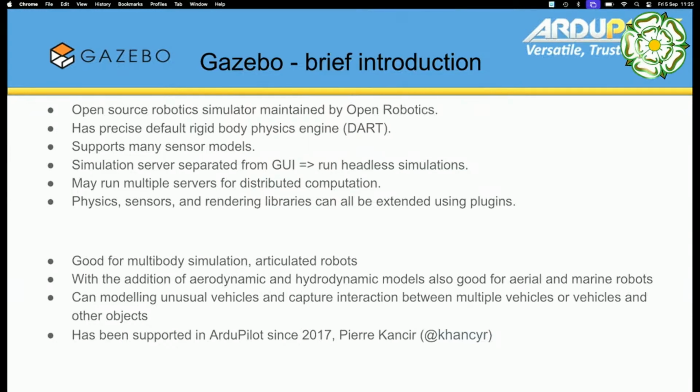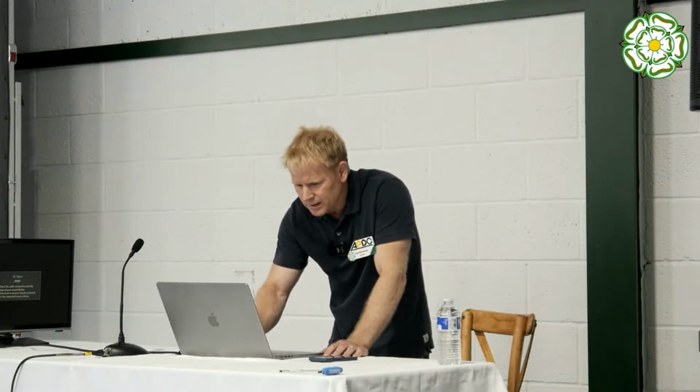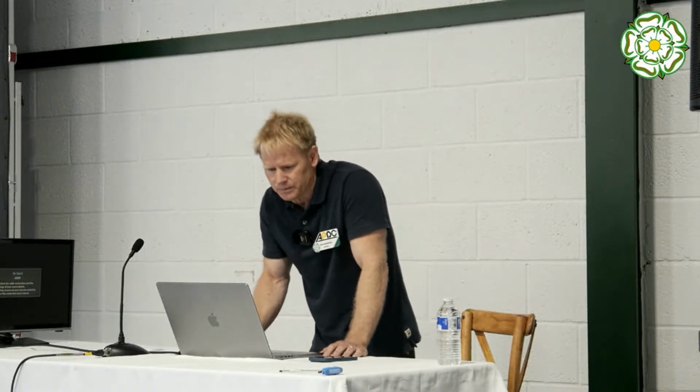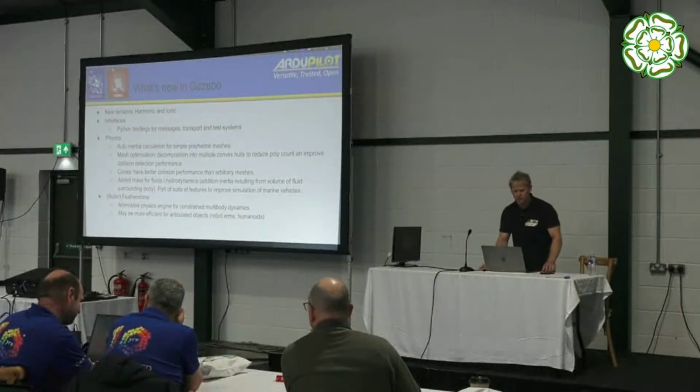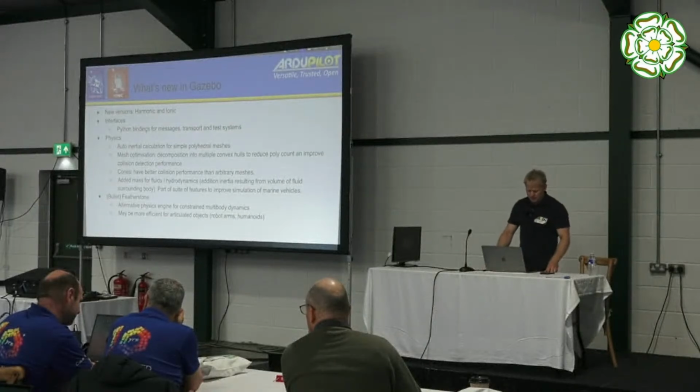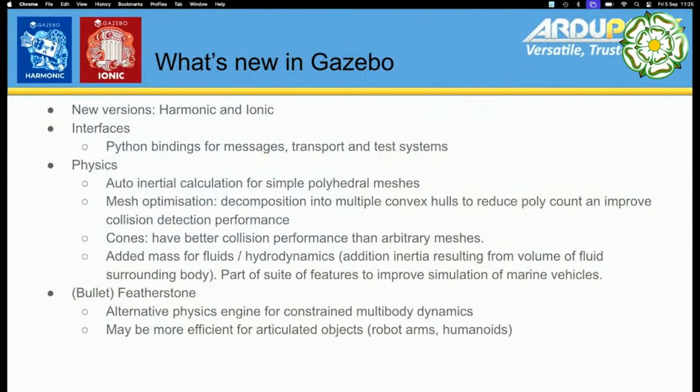It's been supported in ArduPilot in various forms since around 2017, I think, and Pierre did a lot of the foundation work for that, and we've built on that over time. So what's new? There have been two new versions since our last update. They give them alphabet names, so Harmonic and Ionic, and there's another one on the way.